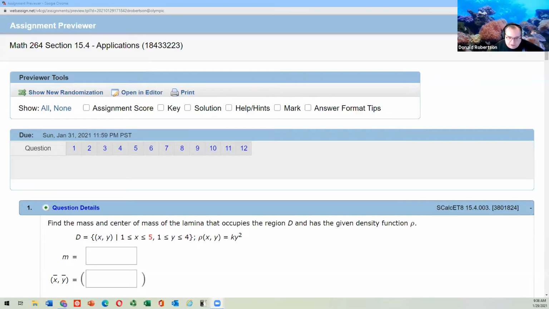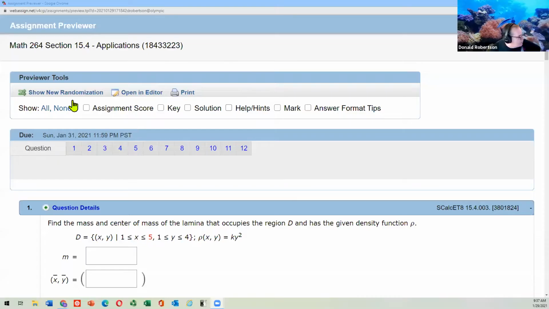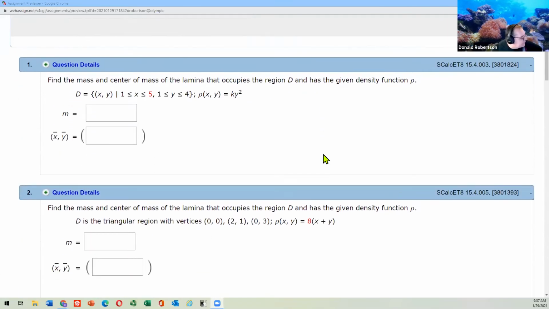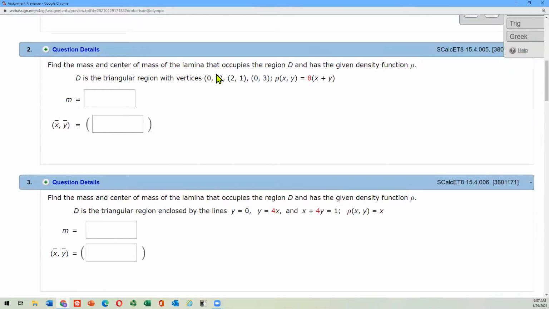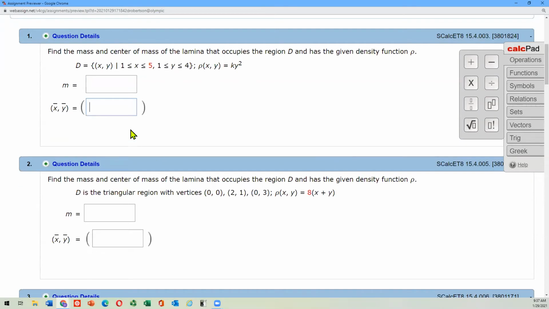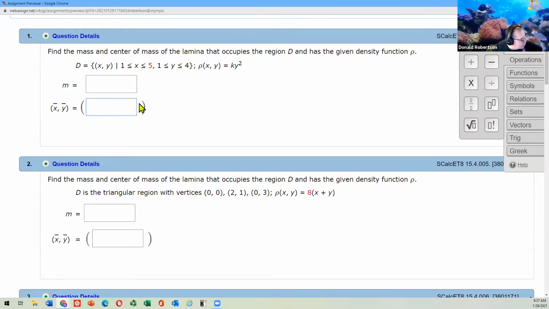Okay, now, where am I? Let's try that again. There we go. You should be looking at 15.4, I hope. Can you see D here is a rectangle? Here's your density function. Can you imagine what the mass would look like? So you would just put X bar and Y bar as a set of coordinates, and the brackets are already there. So you would say 15/7, comma 3/9.